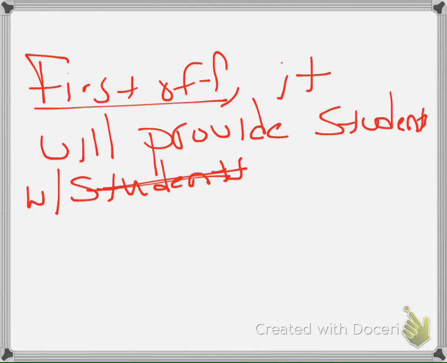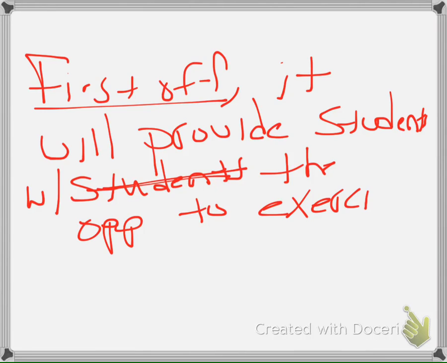It's not repetitive because we're only saying it once, so it can't be repetitive. It's kind of overused, right? It's not very sophisticated. So first off, it will provide students with the opportunity to exercise. Now that you are pretty proficient with using first off and you know that there are transitions, we want to get rid of this. So what you want to do is think about using a transitional sentence. A transitional sentence introduces the topic of what that paragraph is about.